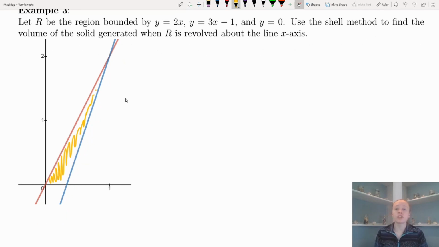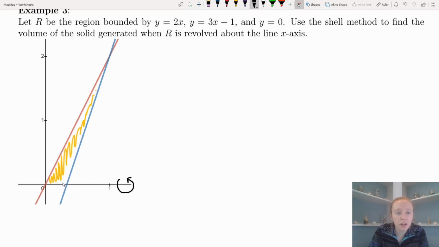Now it tells us to use the shell method for finding the volume of the solid generated when r is revolved around the x-axis. So now we're revolving around this, and if we're using the shell method, we want our rectangles drawn horizontally so that we get that shell. If we drew them vertically, we'd be getting some disc.